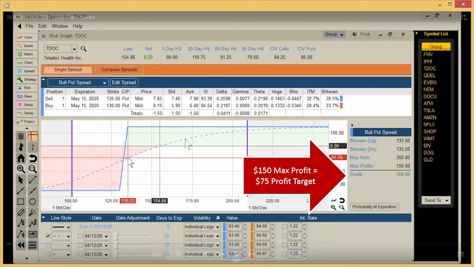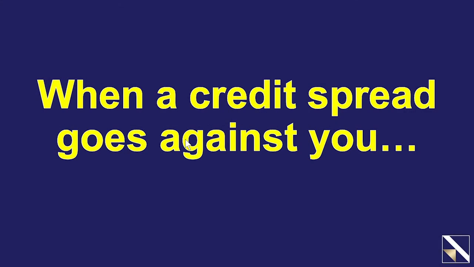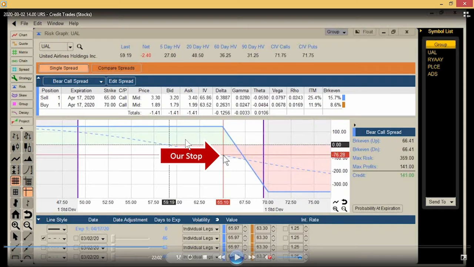By taking profits early, I'm increasing my probability of actually making money. History and backtesting has shown this. By taking profits at 50%, you will make more money in the long haul. Now, what happens if a trade goes against you? Well, remember how earlier I talked about the max loss?